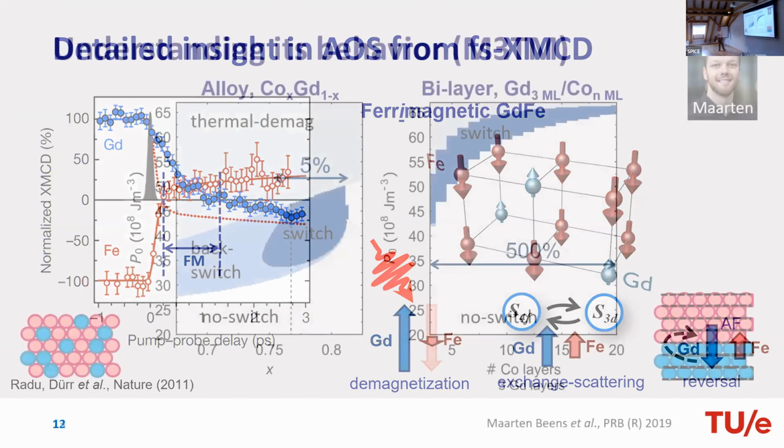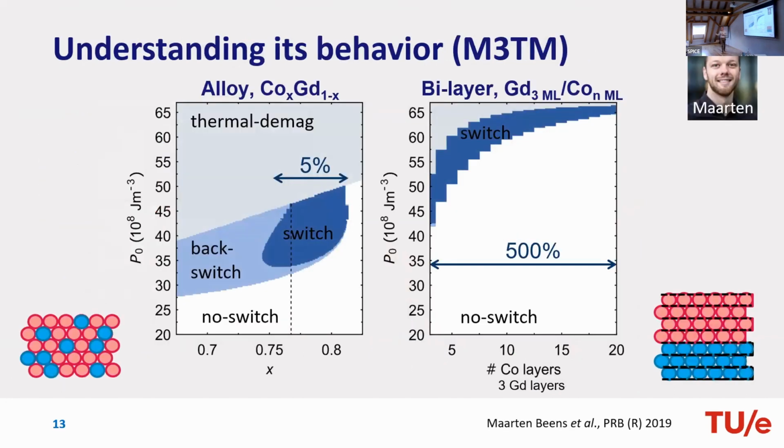All right. We have modeled this using this local transport, these models that we had before, by Maarten Deens, this guy up here, in the alloy system, so cobalt gadolinium alloys, and in the bilayer system. Actually, this is the composition of the system. So you have a randomized alloy system, or you have a layered system where you have 3 layers of gadolinium. And then depending on the amount of cobalt layers on top, we look if we can also switch that.